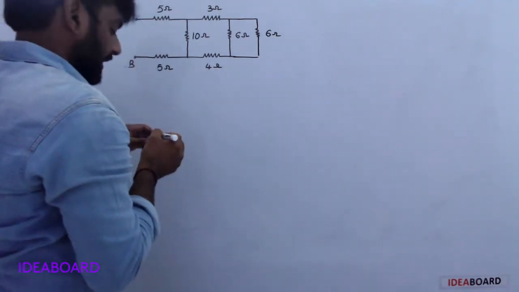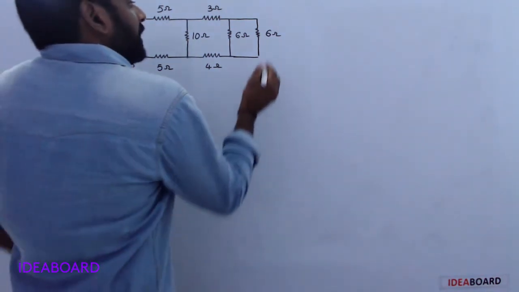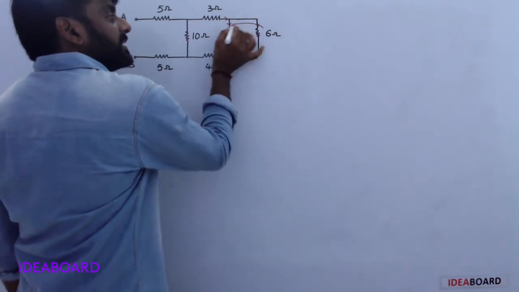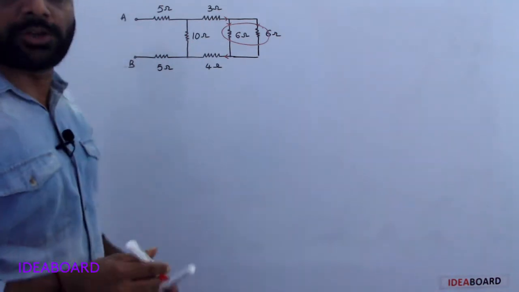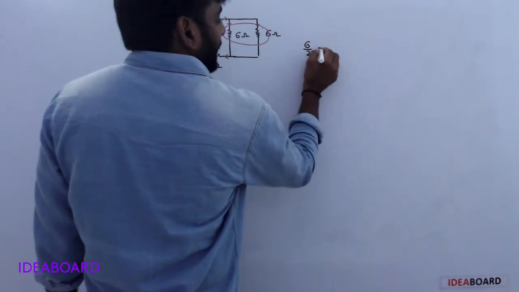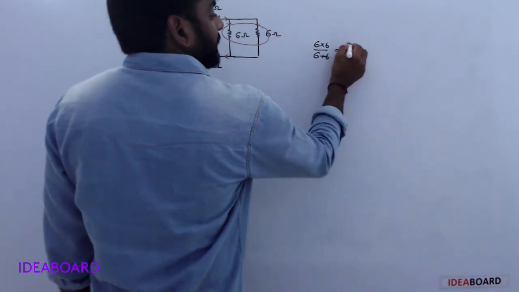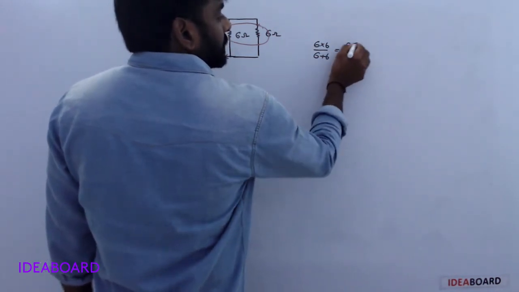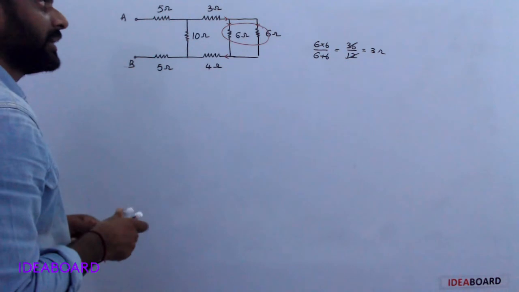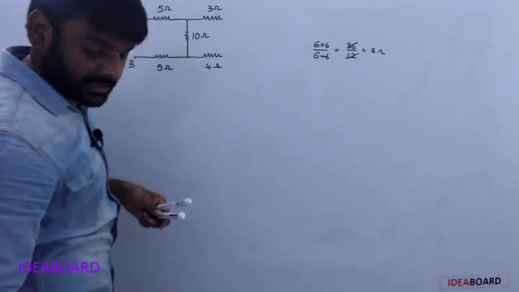Okay, again here, see, now here current is splitting here and also here. That means these two are in parallel. Understood? These two are in parallel, so 6 into 6 by 6 plus 6, 36 by 12, so 3 ohms. That means this combination is 3 ohms.